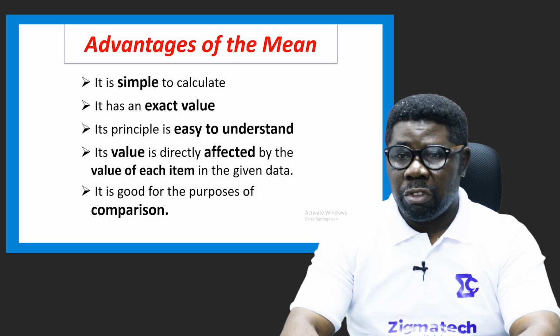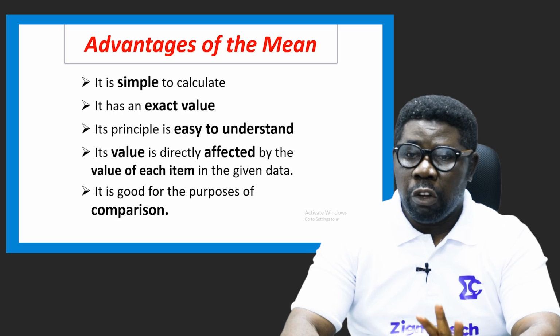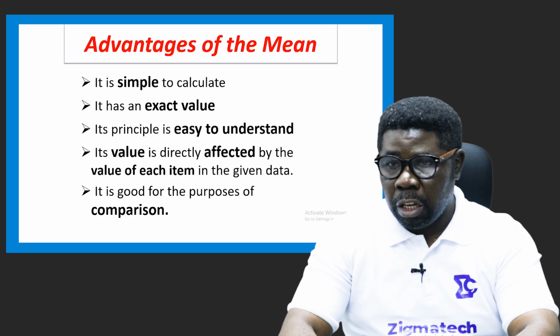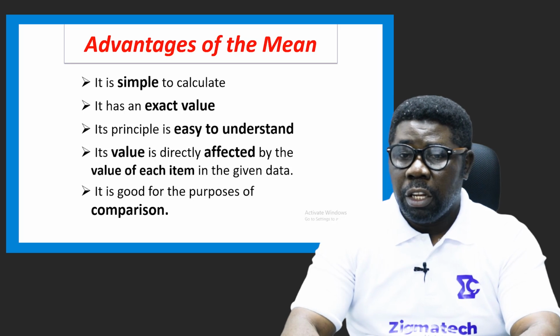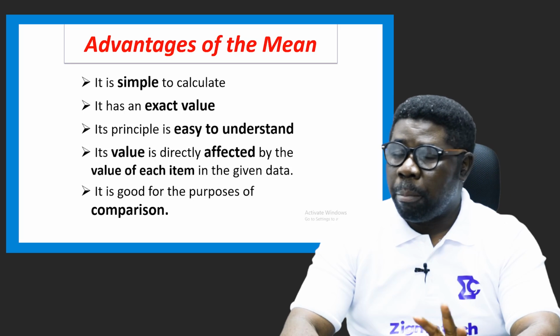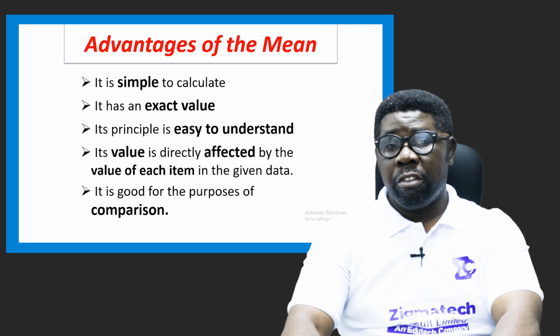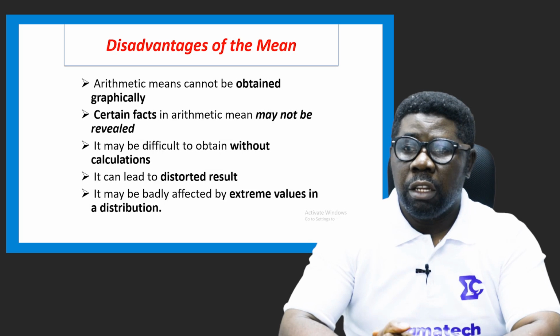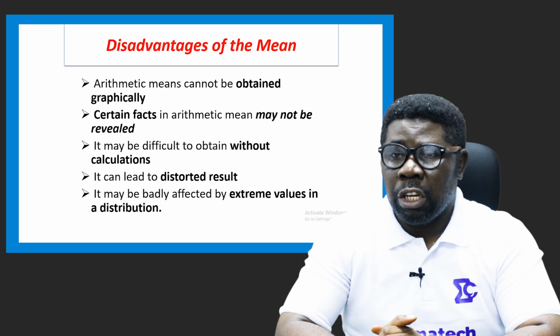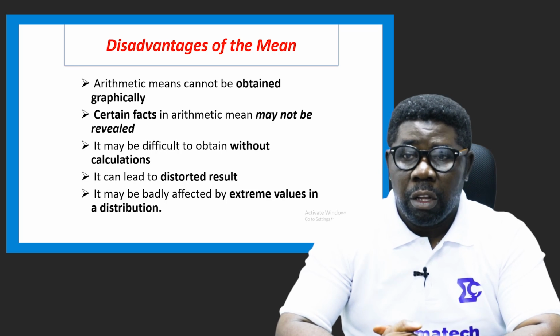Its value is directly affected by the value of each item in the given data, because you have to add the total to get your mean. It is good for purposes of comparison. When you want to do comparison, the mean is a very good variable to use. Then, how is it not so good in our analysis? That is talking about the disadvantages of the mean.